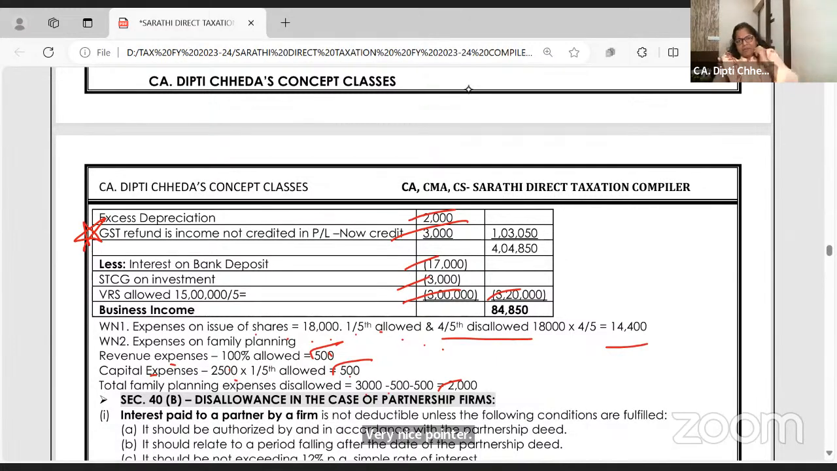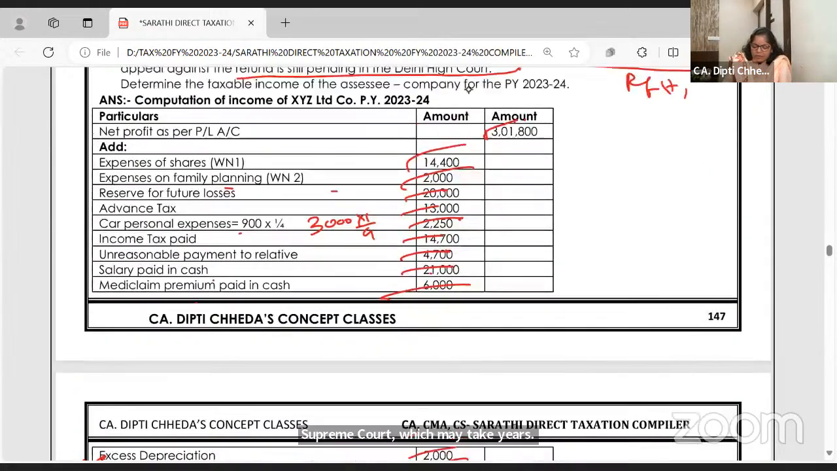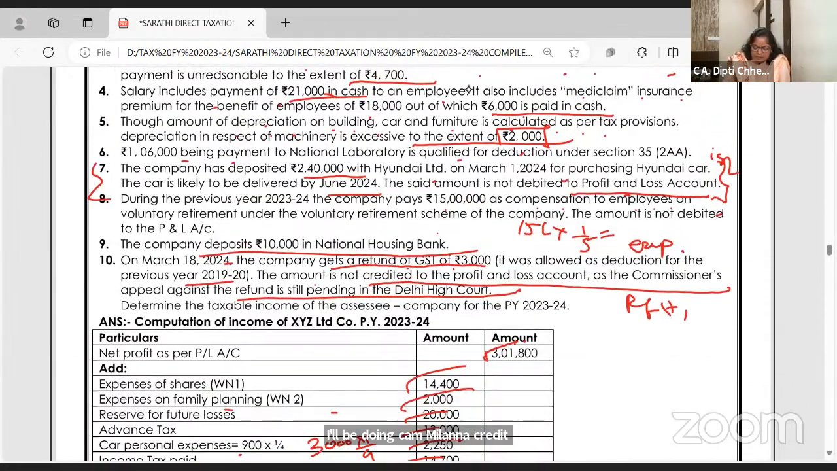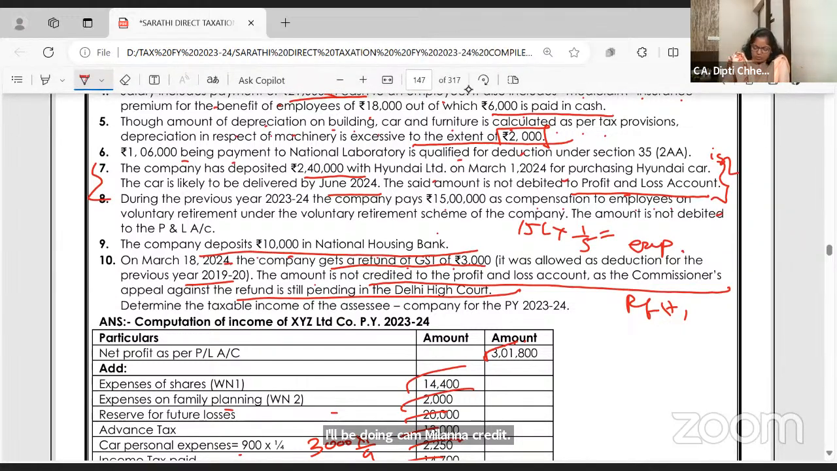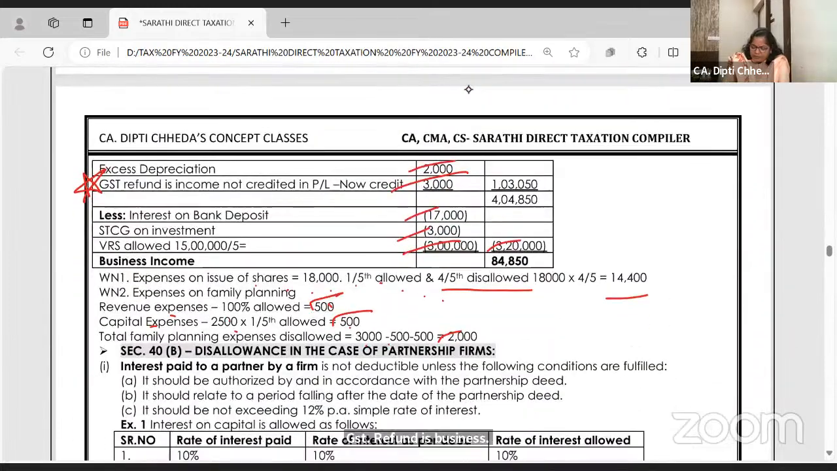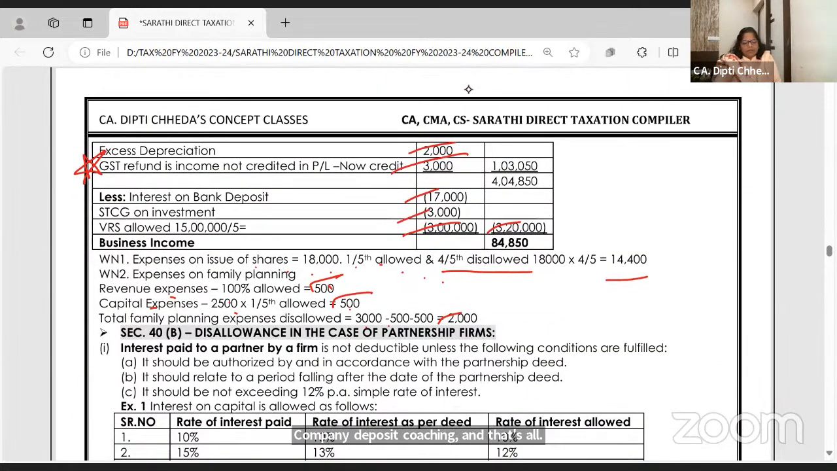Shall I repeat? GST was my expense. Now this year I have received the refund. So GST refund is my business income. But I didn't credit it in the P&L account. I said, this case has gone in appeal to the tribunal, High Court, Supreme Court, which may take years. But now you have got the income, so credit it. GST refund is business income. Company deposit, nothing to be done. That's all. It's a very nice problem for add and less.